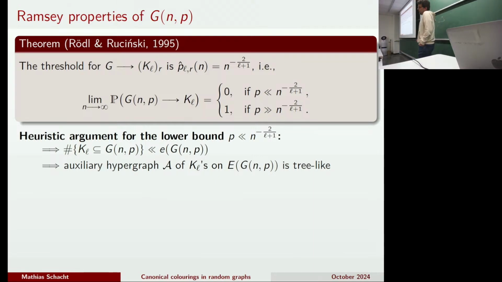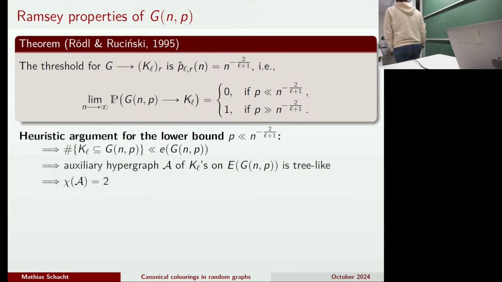And this usually means, if this happens in a uniform sense, that you cannot have any cycles or short cycles, or only very, very few cycles, right? So this hypergraph is very tree-like. And if it's tree-like, then you can two-color it without creating a monochromatic edge. But this means you two-color the edges without creating a monochromatic clique. Okay. Of course, this is not the full proof, but this is just a heuristic.